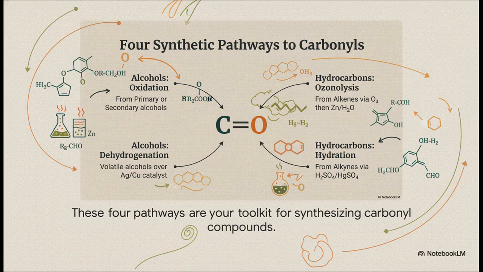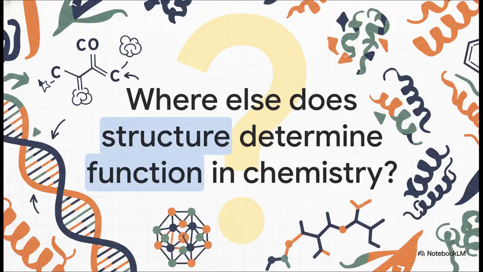We've seen how to make carbonyl compounds from alcohols using both oxidation and dehydrogenation. And we've seen how to make them from hydrocarbons using ozonolysis and hydration. Each of these pathways gives you a different route to create the specific aldehyde or ketone you might need. We've seen today how that flat geometry and that polarized bond of the carbonyl group directly lead to all of its characteristic reactions. This fundamental link, this idea that structure determines function, isn't just for carbonyls. It's a theme that runs through all of chemistry. So the final question I want to leave you with is, where else in the chemical world do we see this incredibly powerful principle at play?